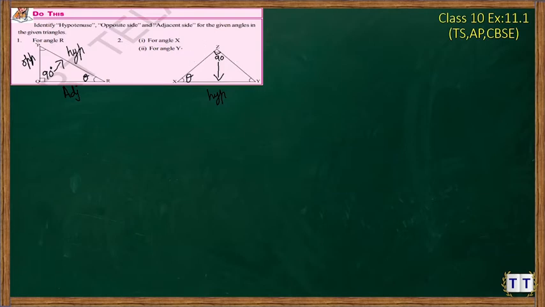For the angle y, the theta is here. So this will be my opposite and this will be my adjacent according to the theta. So don't get confused on this. It's a clear concept. Next.